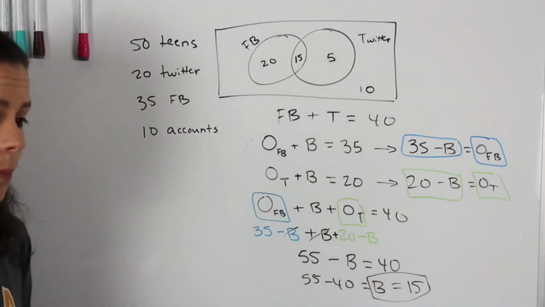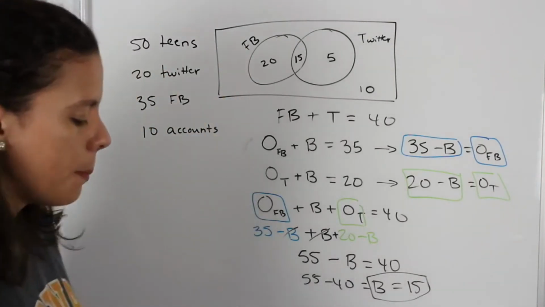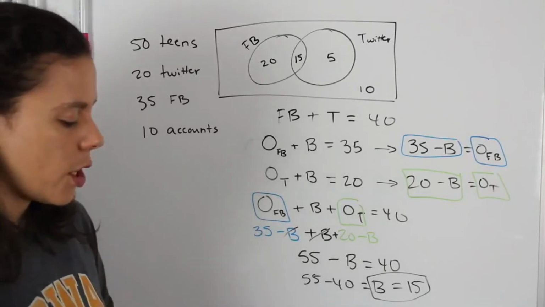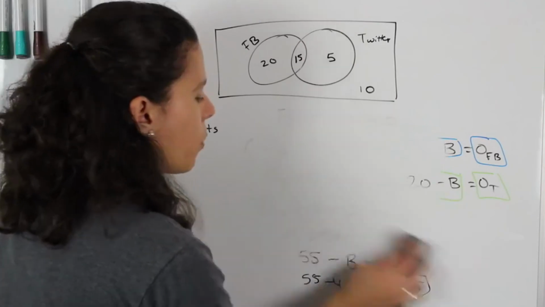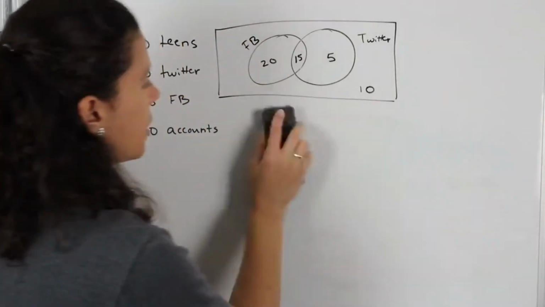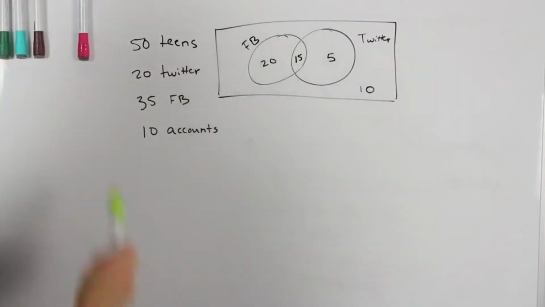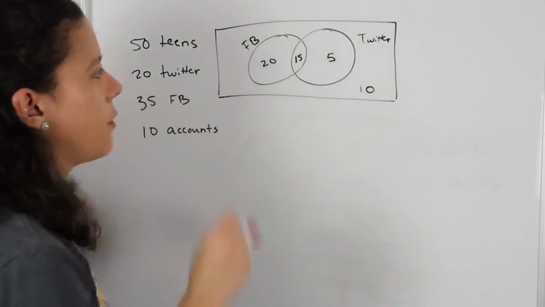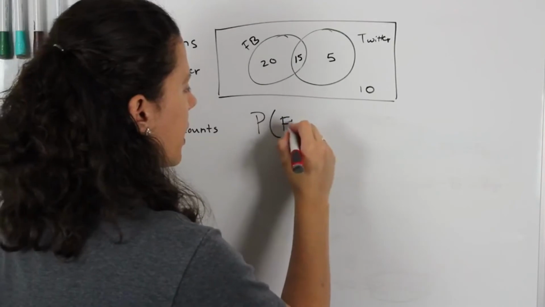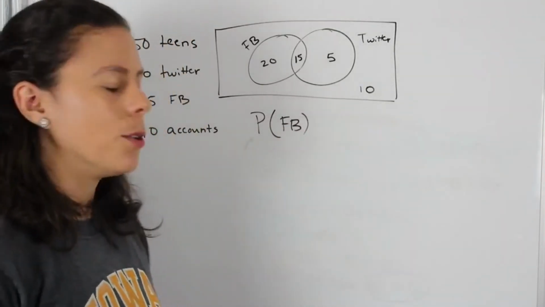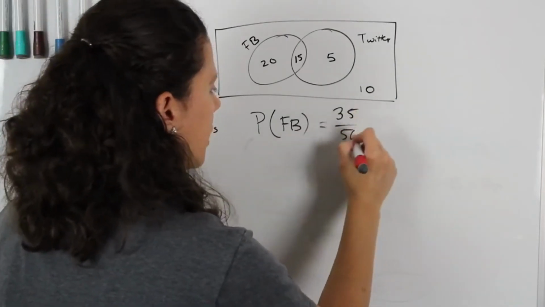Okay? Now, the probability part comes in when we talk about things like, well, what is the probability that a student is going to have a Facebook account, for example, right? And honestly, to find that out, we didn't have to do the Venn diagram because they already gave it to us, right? They told us how many students have Facebook accounts. So I know that 35 of them have a Facebook account, and there's 50 students total. So the probability of a student having a Facebook account, I'm going to do FB as my Facebook variable, it's going to be 35 out of 50, right?